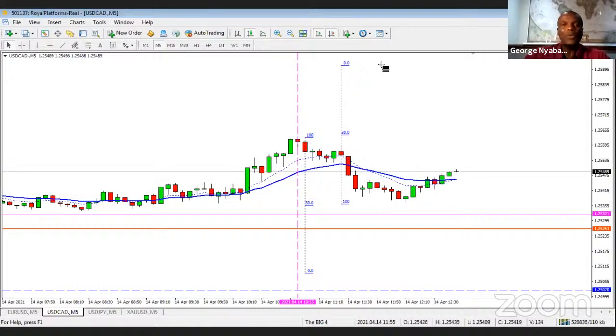Now remember, all reversals start off as trading ranges. The market always enters a trading range first, and out of that, you might get trend continuation or reversal.